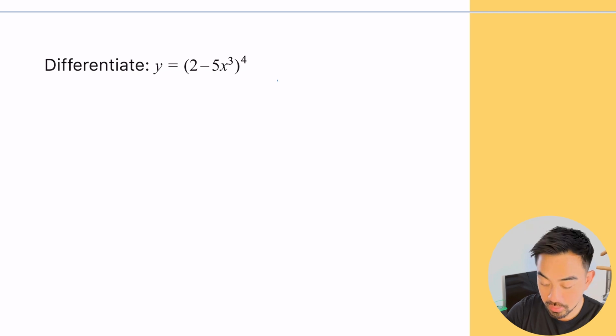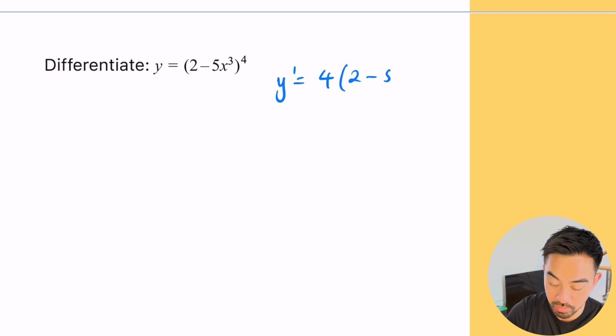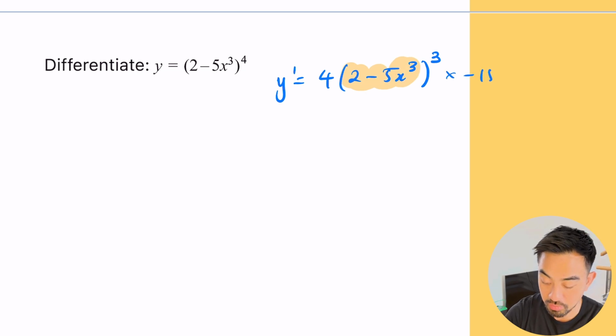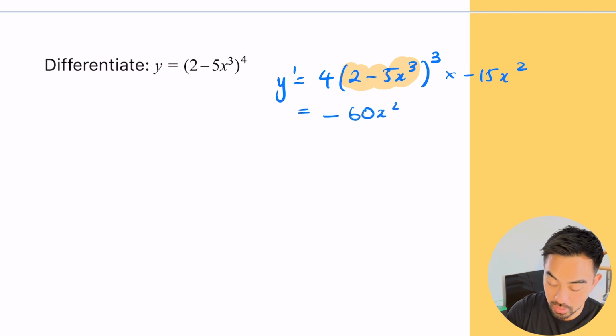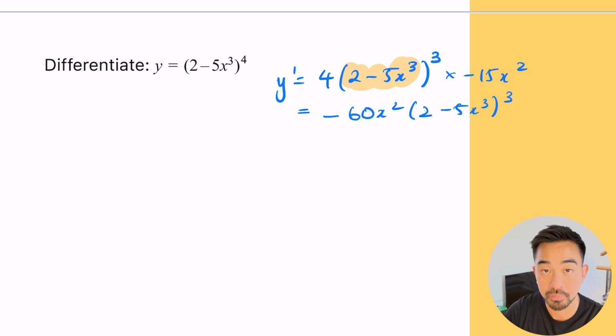Okay, the next one, y is equal to (2 minus 5x cubed) all to the power of 4. So power down, 4, bracket, 2 take away 5x cubed, power minus 1, multiply by the derivative of the inside. So that's going to be minus 15x squared. Clean that up a bit. So 4 times 15 is 60x squared, outside (2 minus 5x cubed) all cubed.